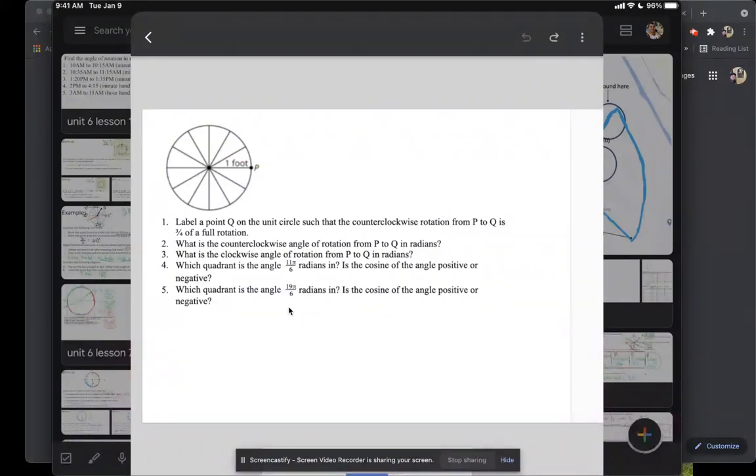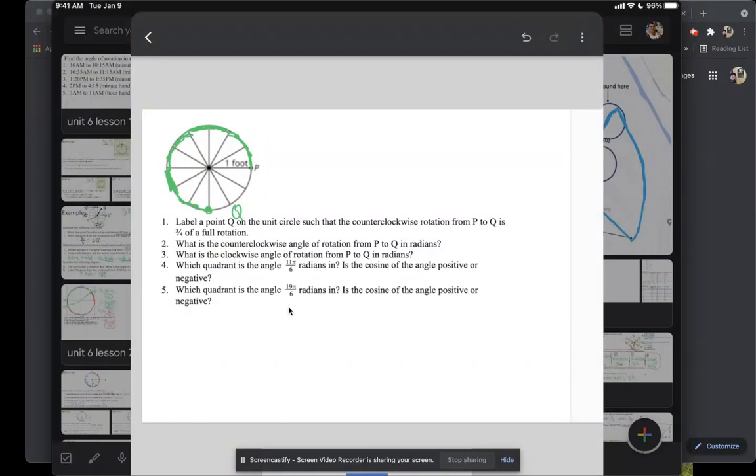Label a point Q on this unit circle such that the counterclockwise rotation from P to Q is 3/4 of a full rotation. So 3/4 of a full rotation starting at P, if we go counterclockwise, would be this point right here. We just did that.